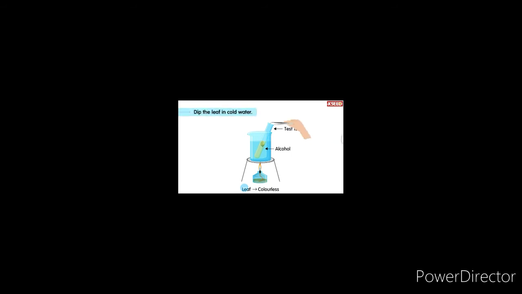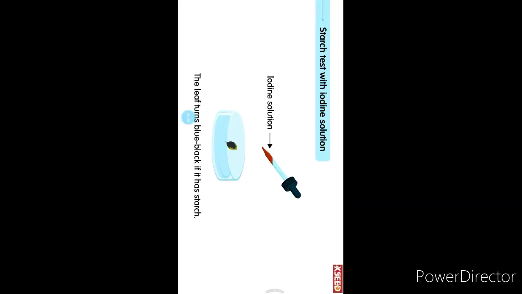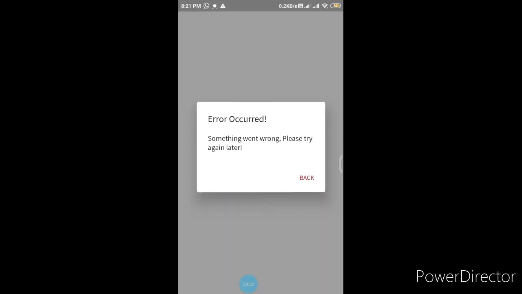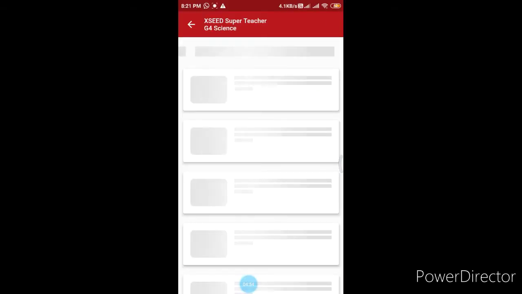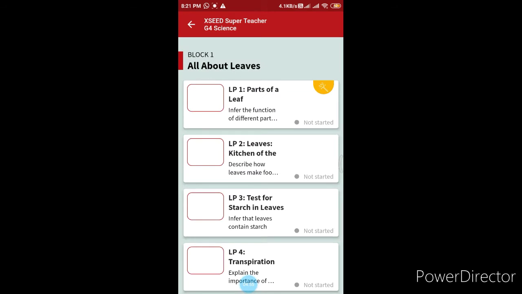Again you heat that leaf, and then the chlorophyll is decolorized and goes out from the leaf. Decolorized, keep it in the petri dish. Add 2 drops of iodine solution and you can see the color change. It changed into blue-black color. This proves that the leaf contains starch. Yes, so this activity helps you to prove that it contains starch.